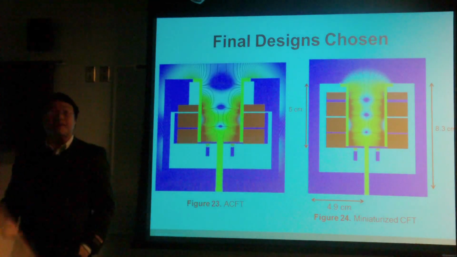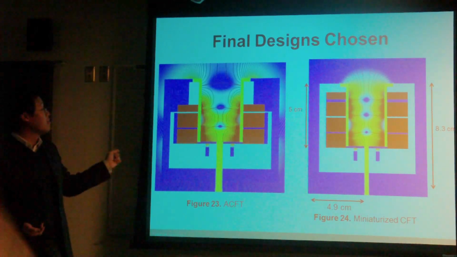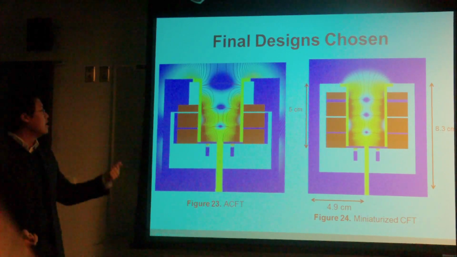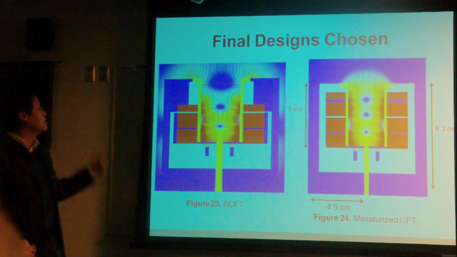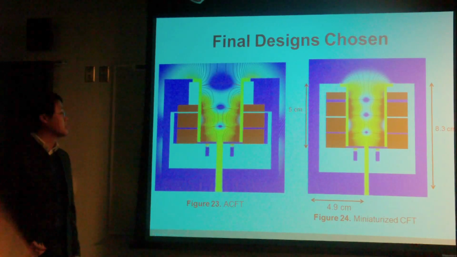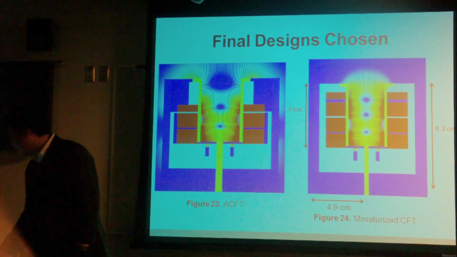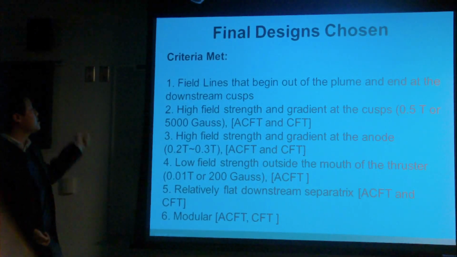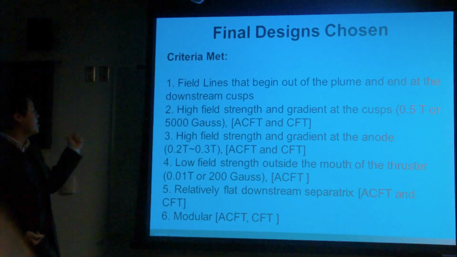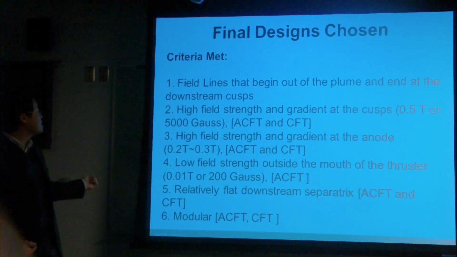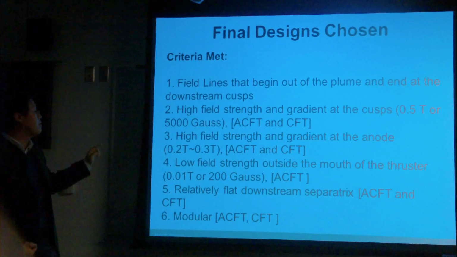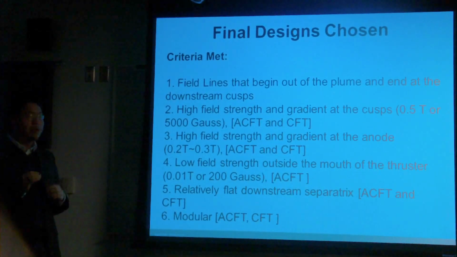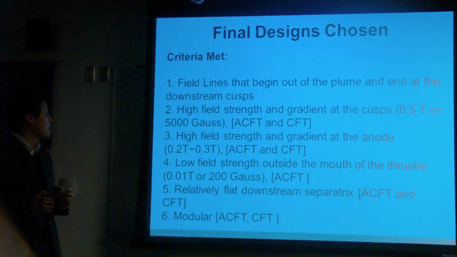So essentially, based on this presentation, we're going ahead with these two designs. One is basically a miniaturized version of what Joe had last summer, and the other one is a weak field strength at the mouth design that we came up with in the last few weeks or so. We'll empirically build and test them and see how well they do. These two designs met almost all of the criteria that we had in mind. The only difference between them would be how strong the field is outside the mouth of the thruster. The ACFT has the low field strength that we wanted in the beginning.